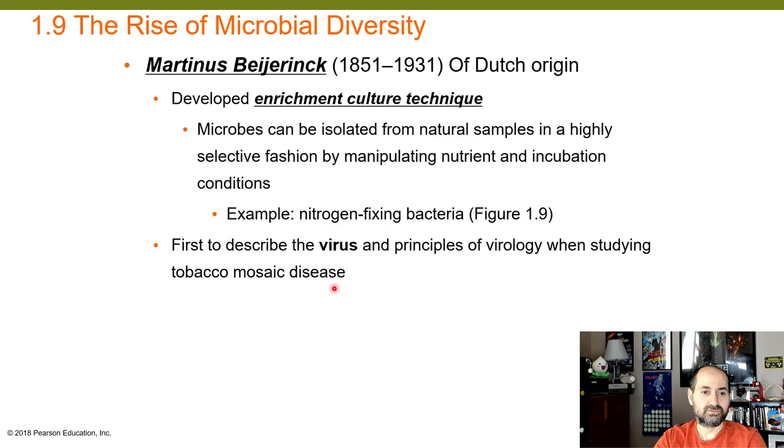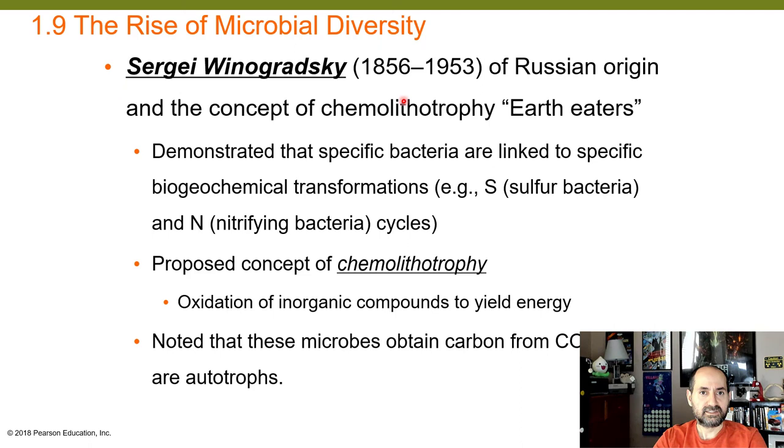Another pioneer, Sergei Winogradsky of Russian origin, he discovered chemolithotrophs. These are these earth eaters. These are microorganisms that are able to break down different types of molecules for energy. This is chemolithotrophy, oxidation of inorganic compounds to yield energy. Very interesting stuff. And we will talk about chemolithotrophy in a chapter to come.